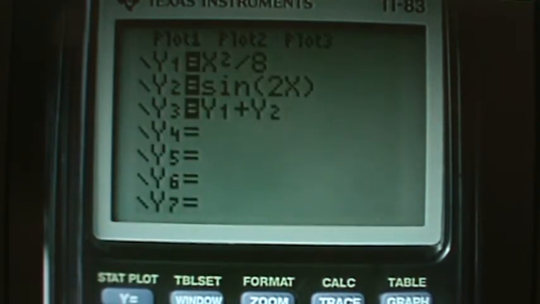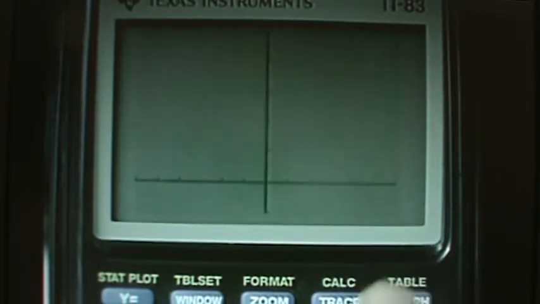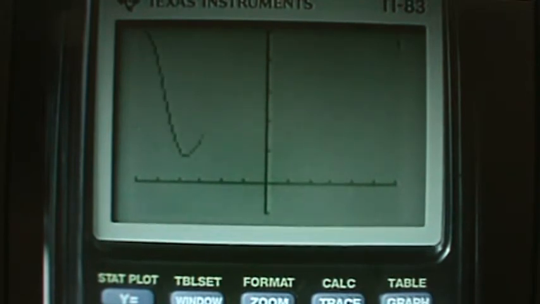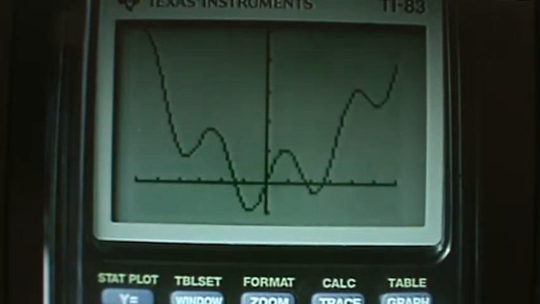And if we'd like to see this without the other two graphs, I'm not going to clear these because y3 is defined in terms of the other two, but I can press enter with the icon over the equal sign and deselect these two for graphing. So the graph of the third one will come up alone. The sine curve in a kind of parabolic pattern.